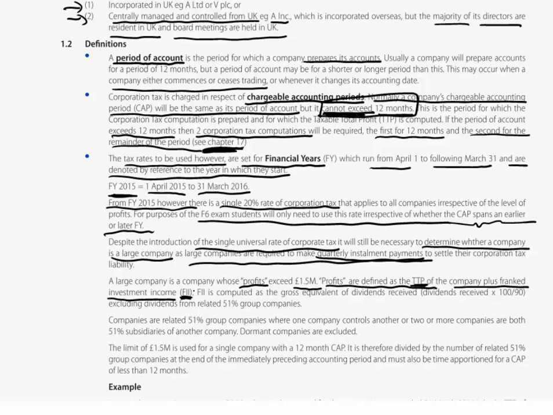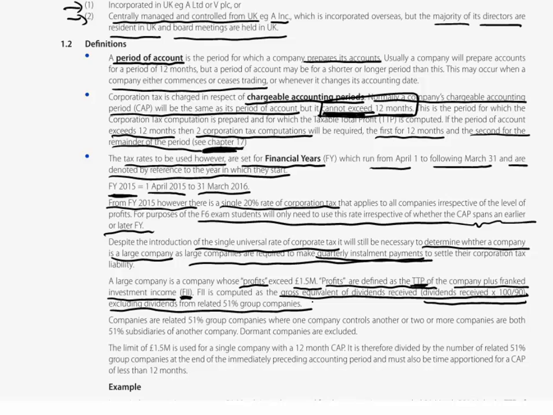And what franked investment income is, it's computed as the gross equivalent of dividends received. This is an exercise you're used to from income tax: dividends received times 100 over 90. It's the taxable total profit plus franked investment income, dividends received times 100 over 90, but excluding in that calculation any dividends received from companies we refer to as related 51% group companies. More of that in a moment.